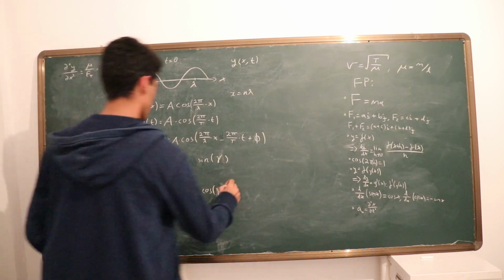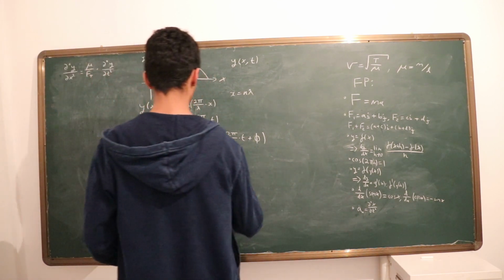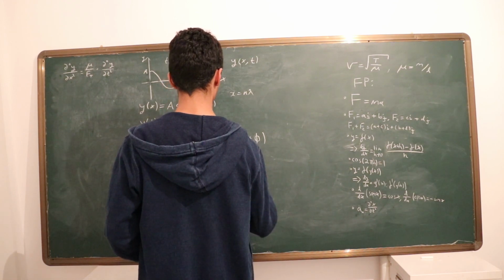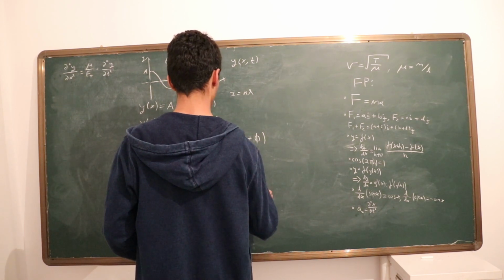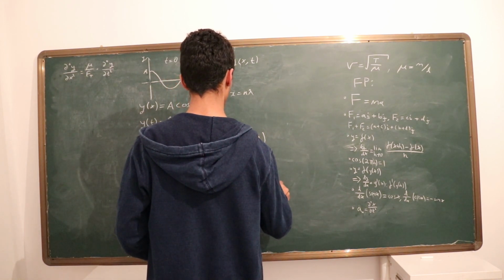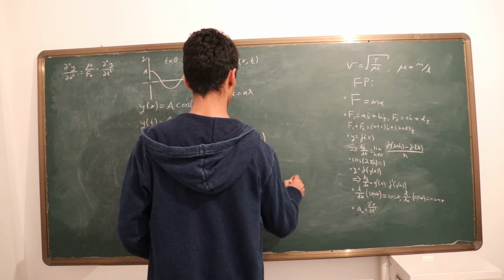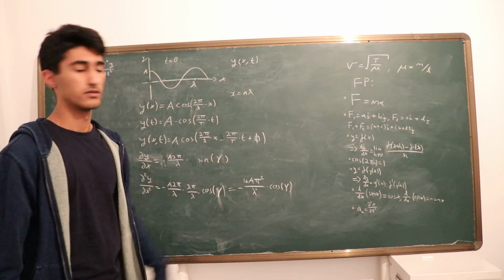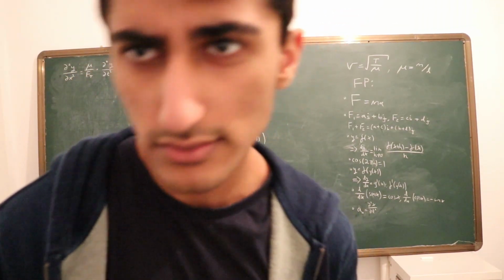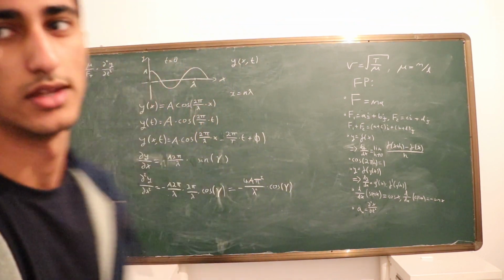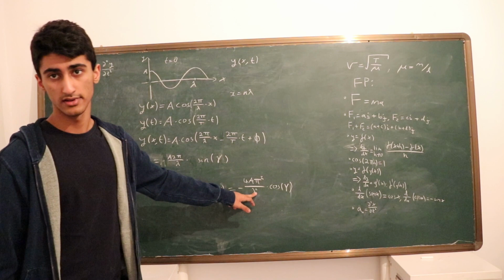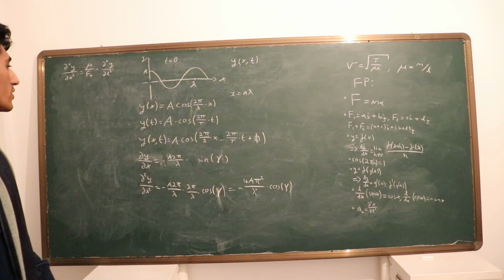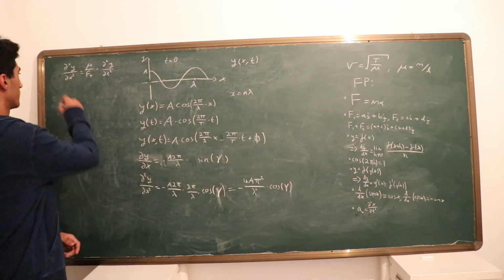So let's clean that up. That's just going to be minus 4a pi squared over lambda squared times cosine of gamma. Okay, camera died. Anyway, so this is our expression for y double prime of x. I want to just note that down up here for now.